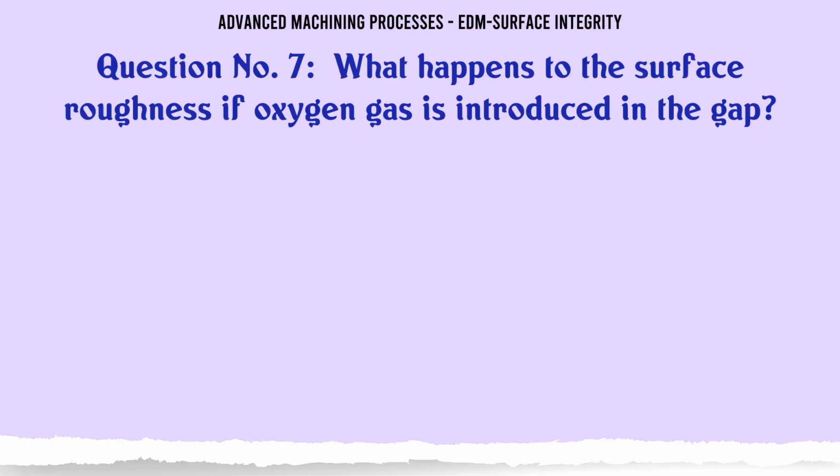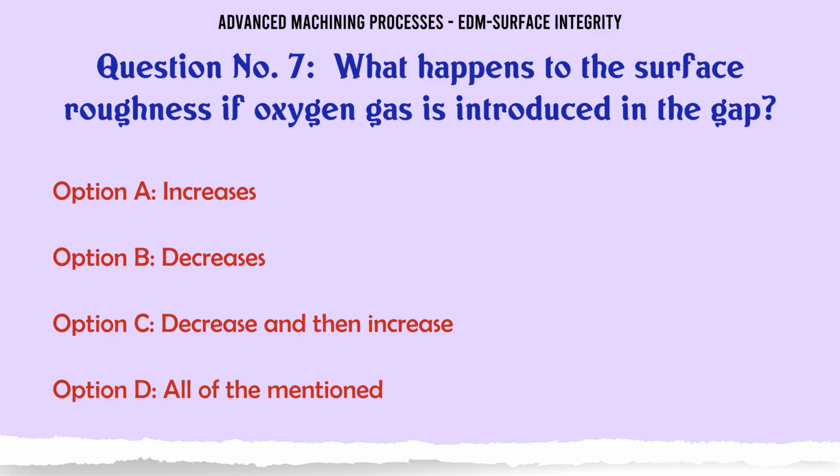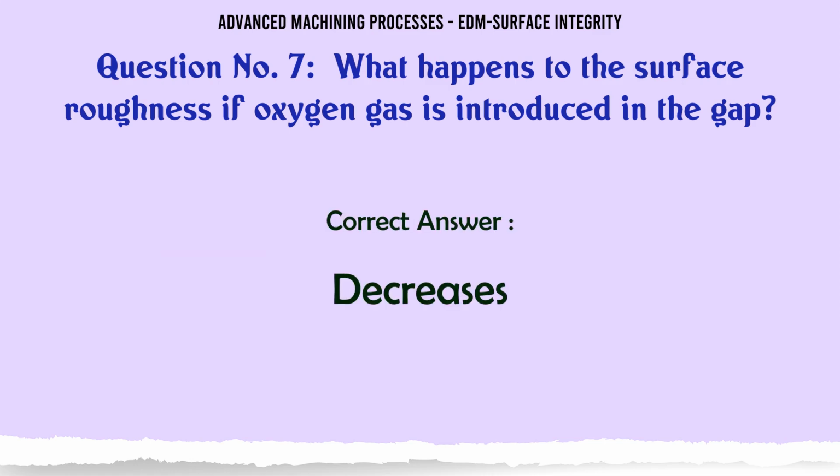What happens to the surface roughness if oxygen gas is introduced in the gap? A increases, B decreases, C decreases and then increases, D all of the mentioned. The correct answer is decreases.